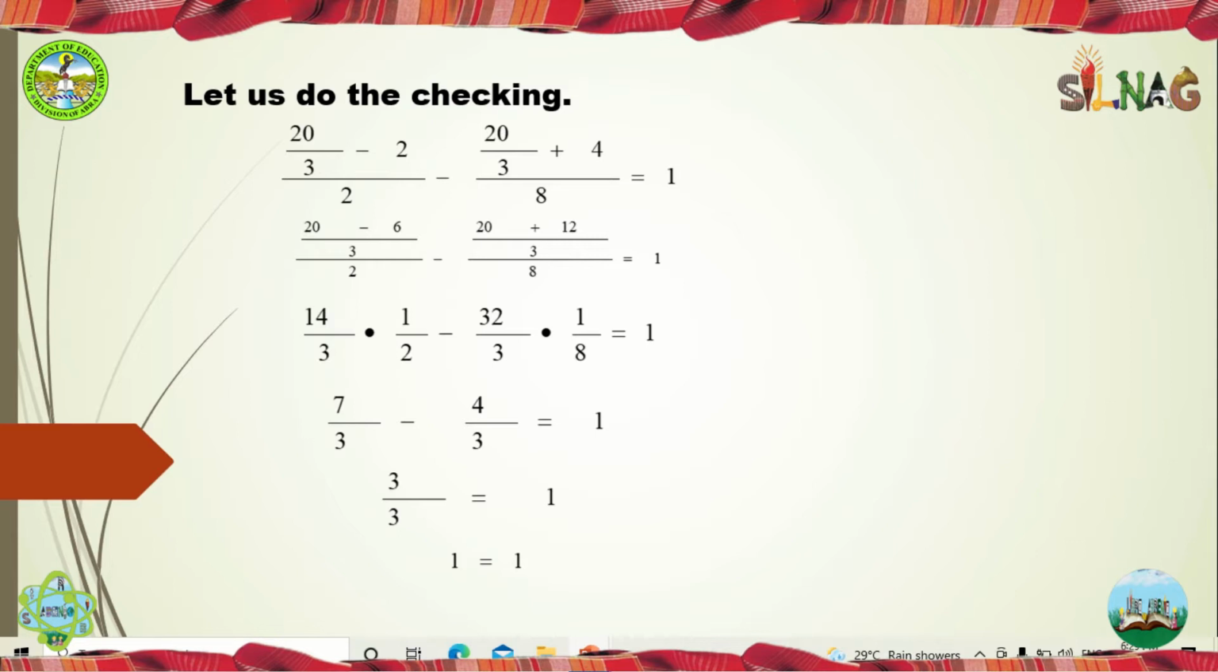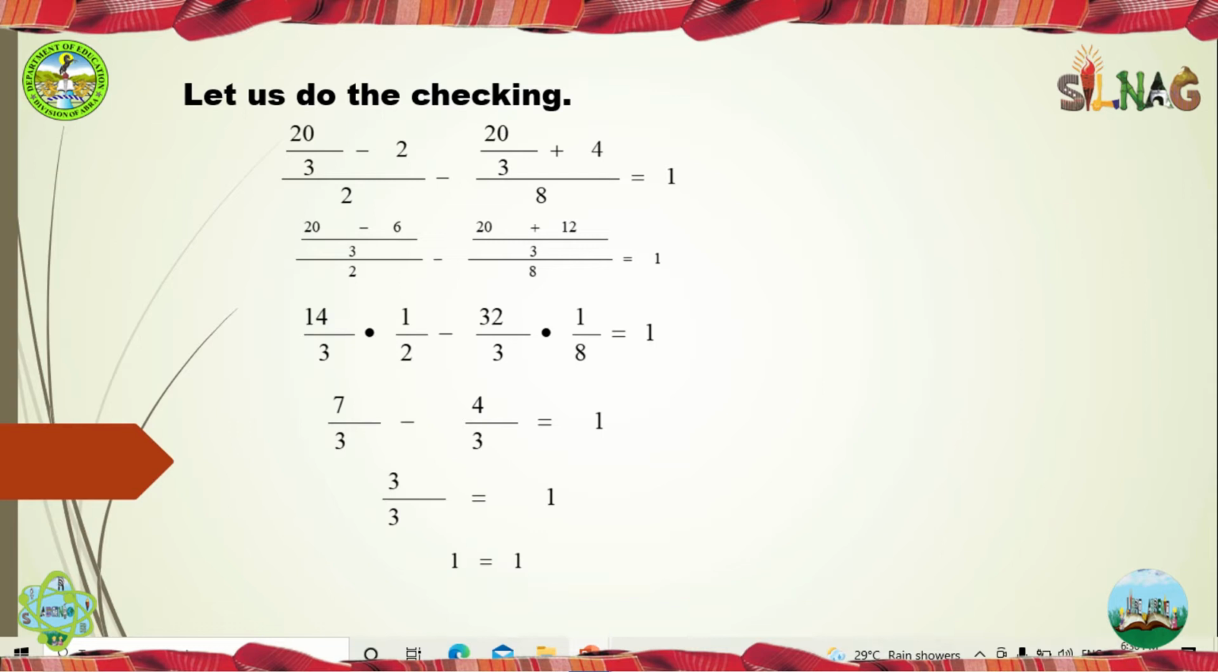And the LCD is also 3. 3 divided by 3 is 1 times 20 is 20. 3 divided by 1 is 3 times 4 is 12. Over 3, all over 8, is equal to 1.